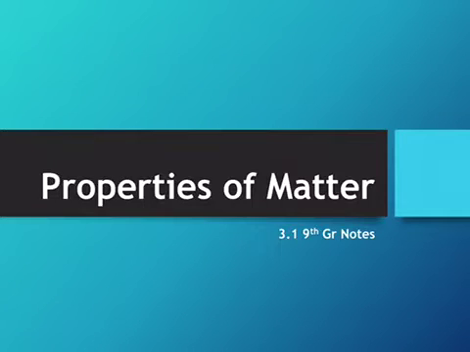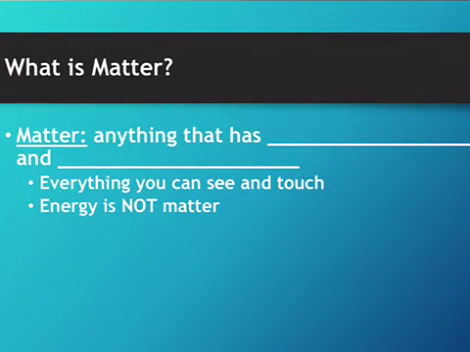Chapter 3 is all about matter, and so we're first going to look at what matter actually is. So matter is anything that has mass and volume. This basically boils down to anything you can see and touch. However, some matter is also invisible, and those would be gases.